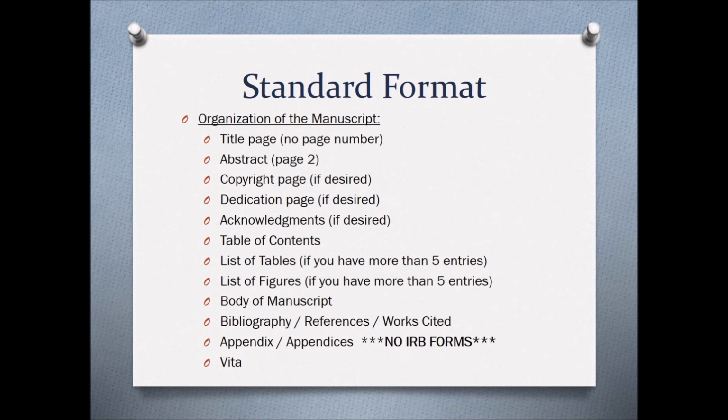So first you'll have the title page, followed by the abstract. A copyright page, dedication, and acknowledgments are all optional, but they would go in that order if you had them. Table of contents after that. List of tables and figures will follow. Each of these are on their own page. So if you have 2, the list of tables is on one page, list of figures is on the next, and we don't require you to have a list of tables or figures if you have fewer than 5 entries.